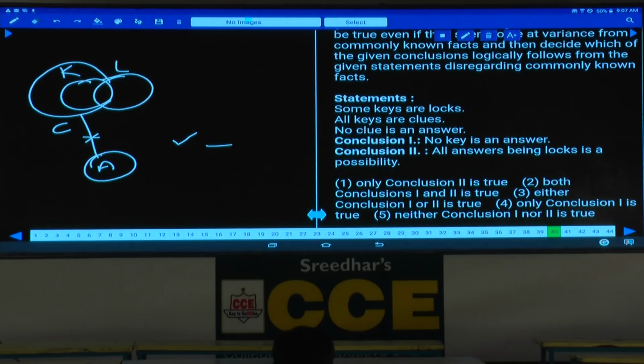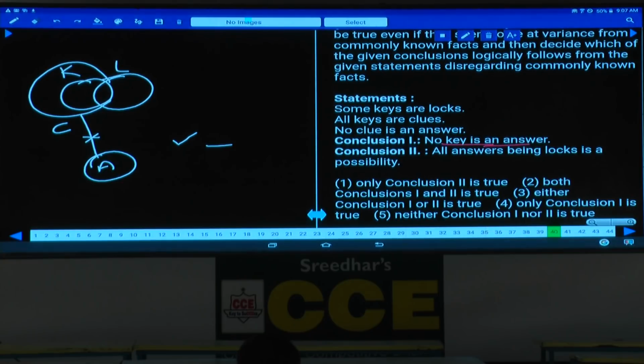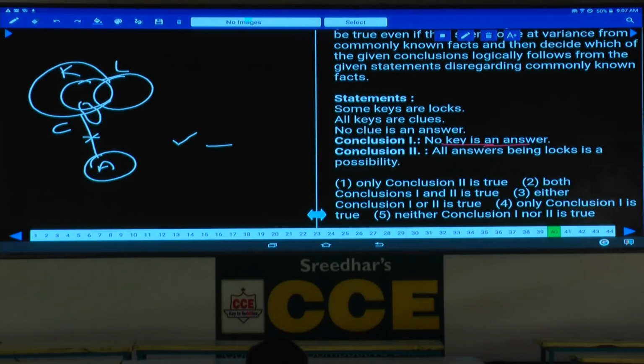Now the first conclusion, a definite negative conclusion, is true. In order to make this one false, we should prove its complementary pair, some keys are answers. Tell me whether I can draw some keys as answers. In order to make this conclusion false, my answer should be like this. Tell me whether I can draw like this or not. If I draw like this, then no clue is an answer will be false. Statement invalid means alternate diagram cannot be drawn. That means previous conclusion will be true forever. And if you are trying to prove its complementary pair, it is not possible because one of the statements will get invalid.